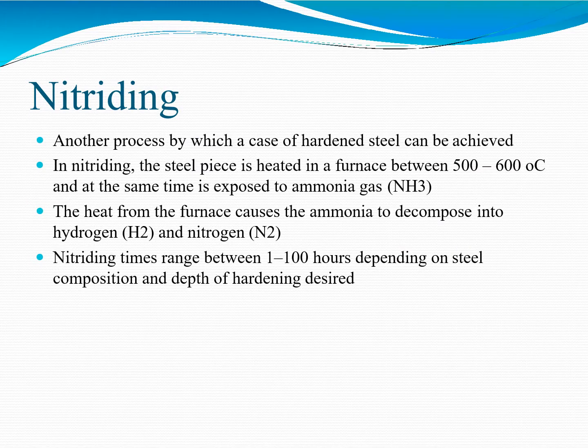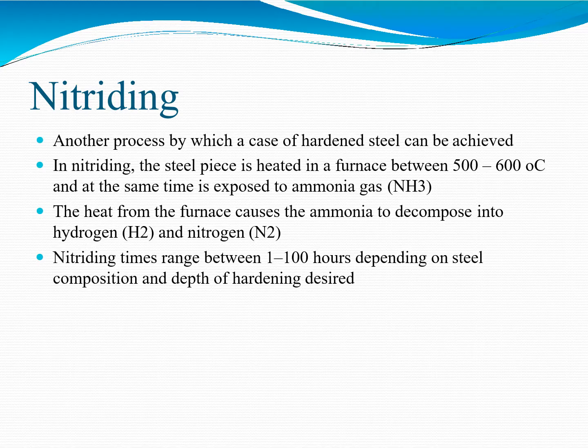Next is the nitriding process, another process by which a case hardened steel can be achieved. Basically all these processes have been introduced in order to harden the steel. Carburizing is a process in which carbon is introduced, and increasing the carbon makes the steel harder.